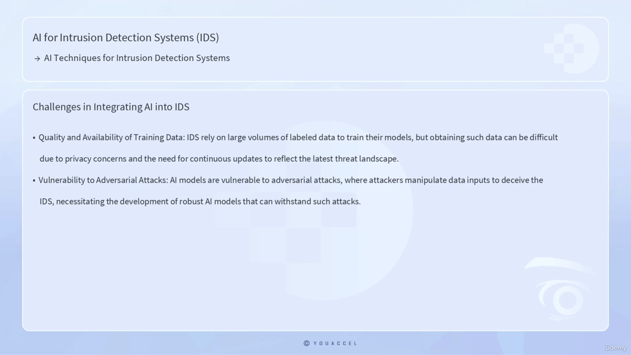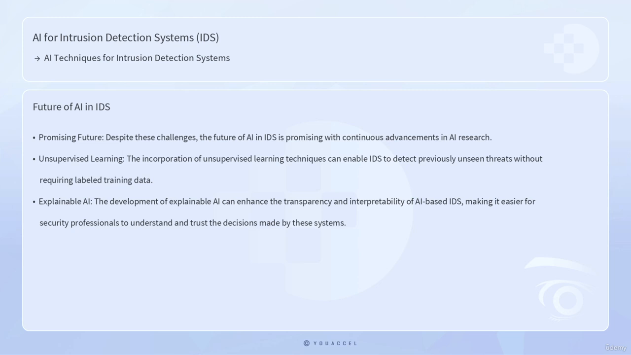Moreover, AI models are vulnerable to adversarial attacks, where attackers manipulate data inputs to deceive the IDS. This necessitates the development of robust AI models that can withstand such attacks and maintain their effectiveness in real-world scenarios. Despite these challenges, the future of AI in IDS is promising. The continuous advancements in AI research are likely to yield more sophisticated and resilient IDS.